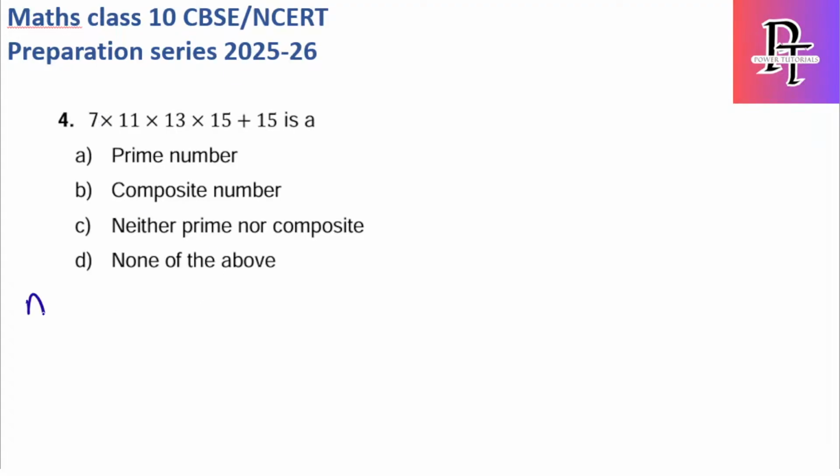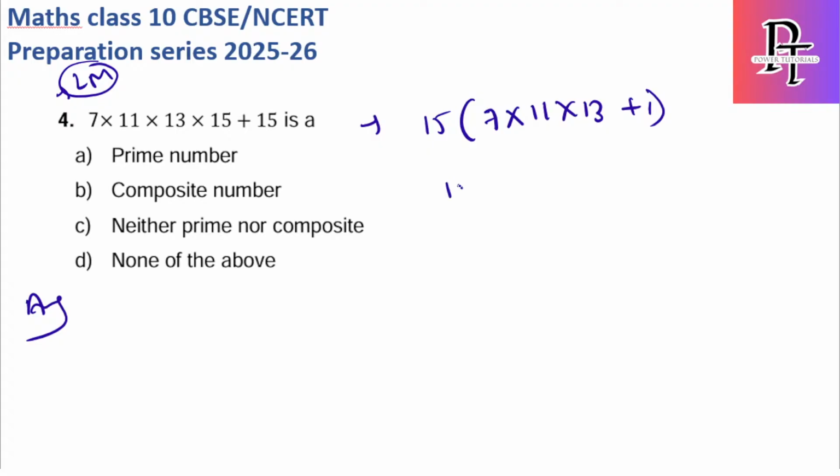For the fourth question, they are asking whether 7 into 11 into 13 plus 15 is prime, composite, or neither prime nor composite. This question will come for 2 marks in your main exam. What we have to do is simply take 15 as common. You will get 7 into 11 into 13 plus 1. Okay, so simply I can say it is 15 into some number. So the final number has more than 2 factors. If you want, you can also multiply and get the answer, but here itself I will say that it is 15 into something.